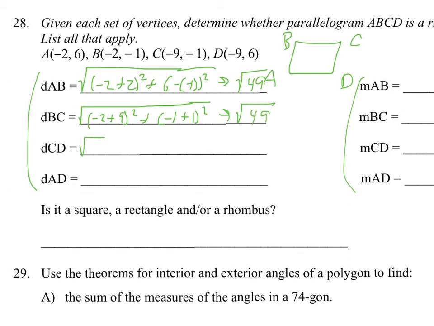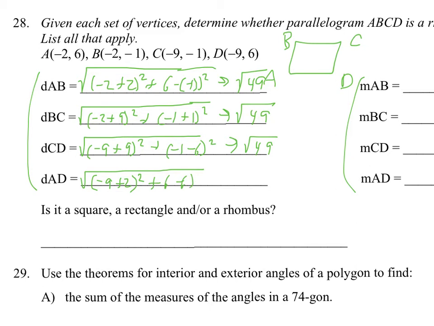And the next one, you should be looking at negative 9 plus 9 squared plus negative 1 minus 6 squared, which gives you radical 49. And the last one, your distance formula should look like negative 9 plus 2 squared plus 6 minus 6 squared, which gives you radical 49. Notice, they're all congruent. That means this is a rhombus.